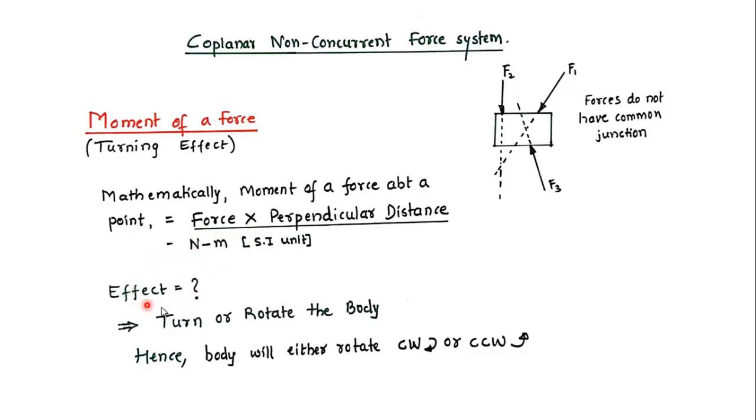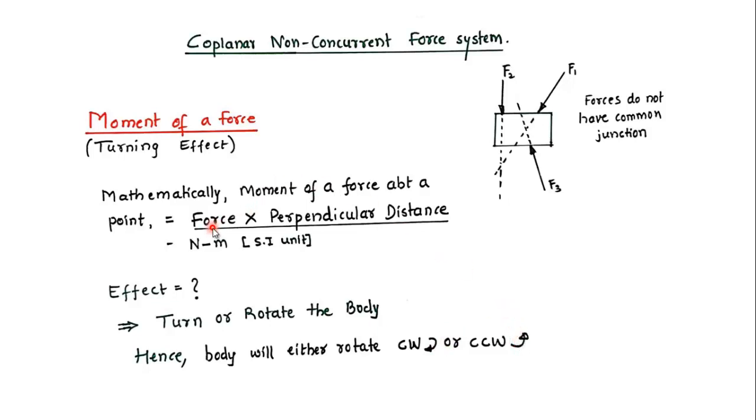Now what is the effect of moment of a force? The effect is to turn or rotate the body. Okay, hence the body will either rotate in the clockwise direction or in the counterclockwise, anti-clockwise direction. So when we calculate moment, that force will rotate the body. Therefore the direction is the rotational direction. That means we have to specify whether it is clockwise or counterclockwise.